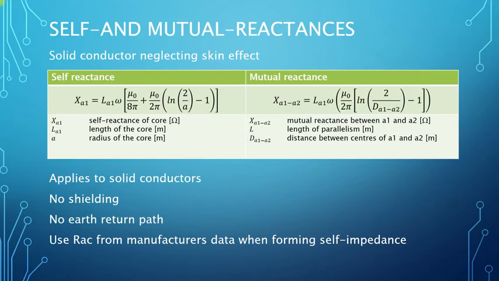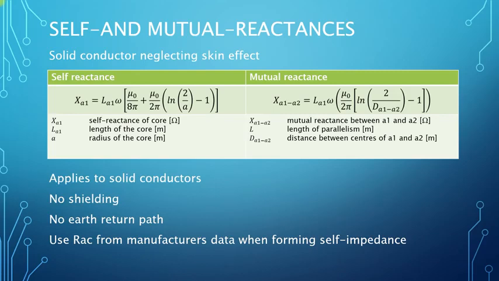Again, like Bohr's equations, we are assuming there is no earth return path. We get this equation for the mutual reactance, which again shows us that the mutual reactance decreases as the distance between the conductors increases.